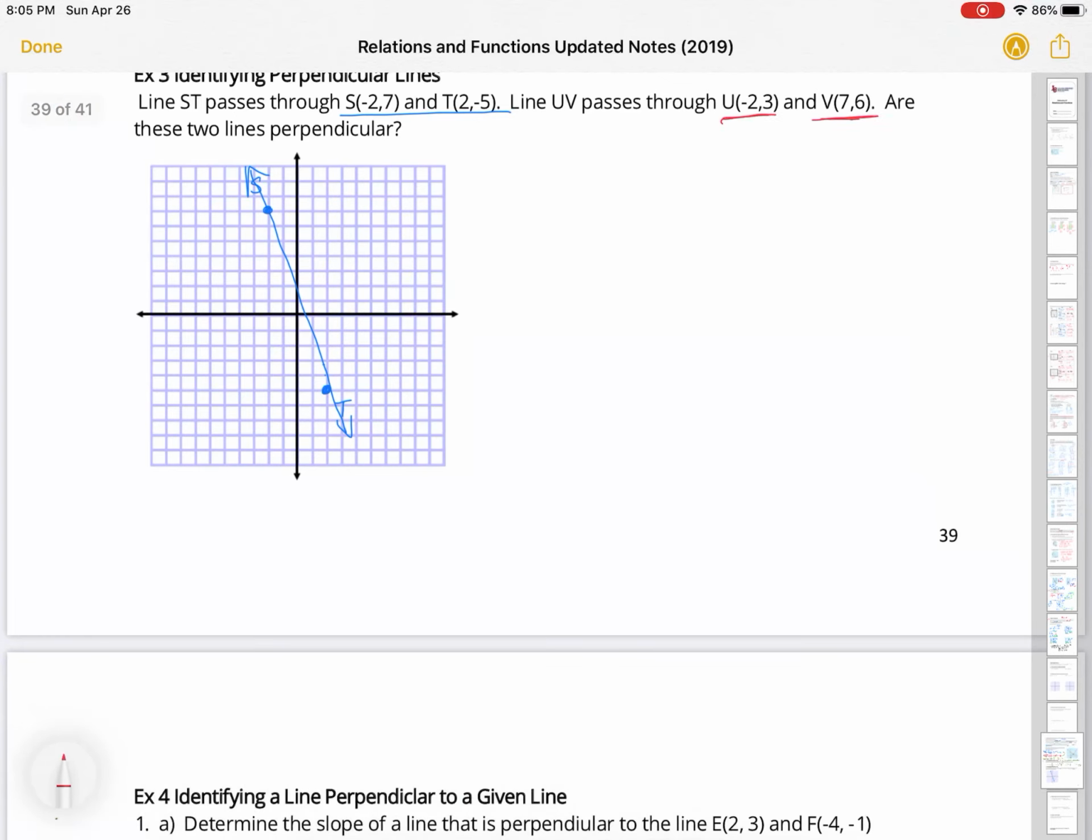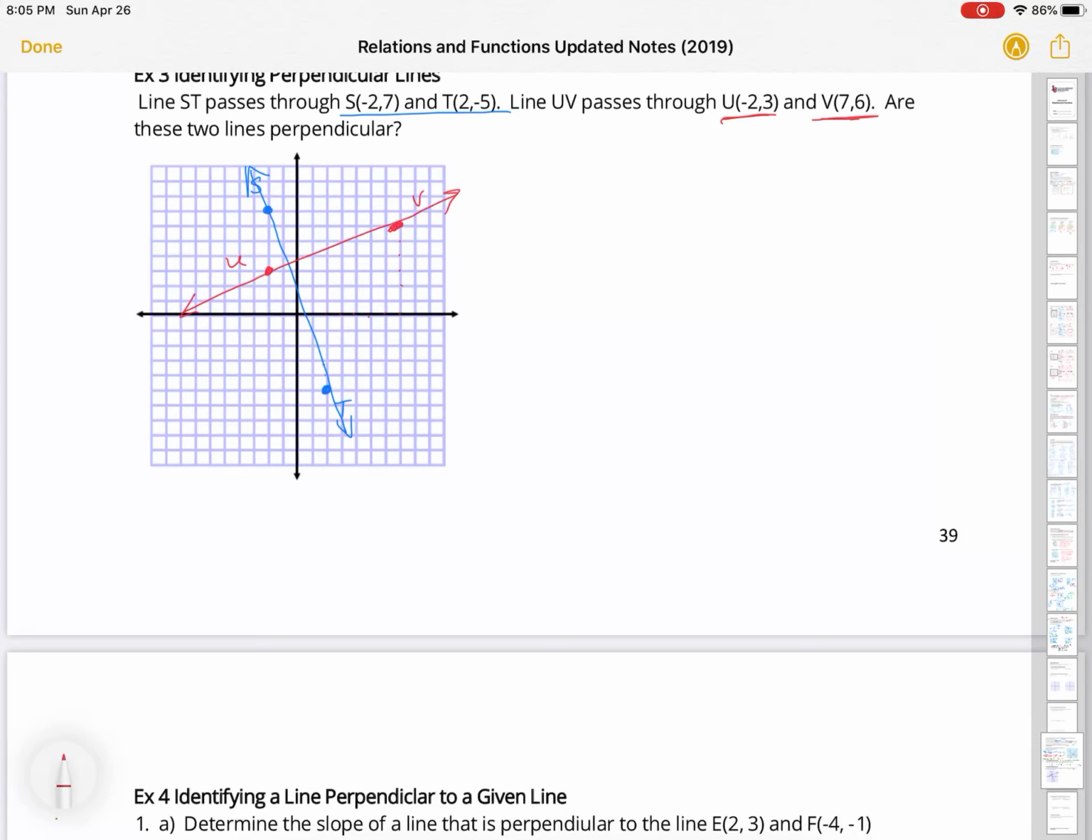Okay, the line UV passes through U and V. So U is (-2, 3). And V is (7, 6). So counting 1, 2, 3, 4, 5, 6, 7, and 2, 3, 4, 5, 6.